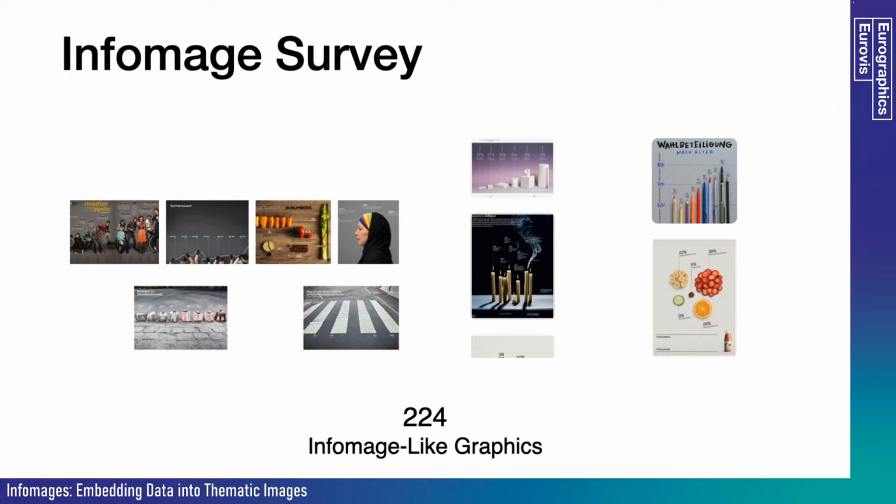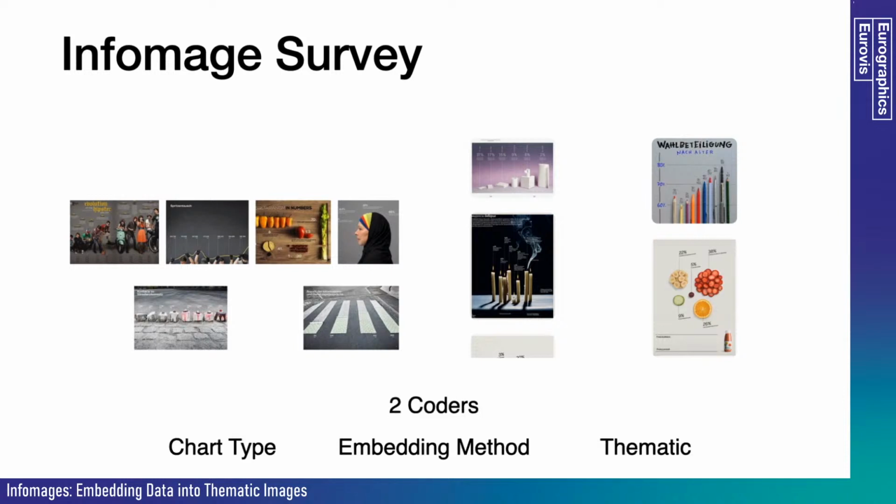But it should be noted that we relaxed the condition for the image to be thematic so that we would have a larger set of images to study. We then used Google's reverse lookup of images to see if we could identify the creators of these images. We found that a large chunk of the graphics, 188 to be exact, were created by professional designers or design firms. We then coded each image based on the type of chart they used, the embedding methods employed, and if the image was thematic or contextual to the data.